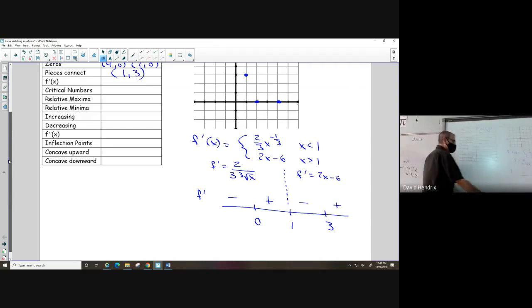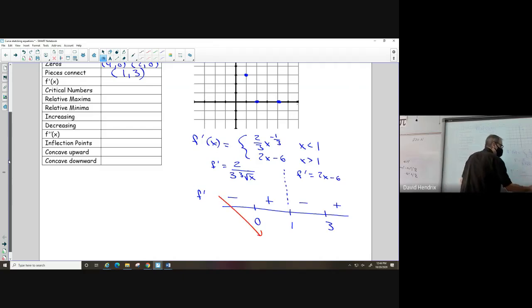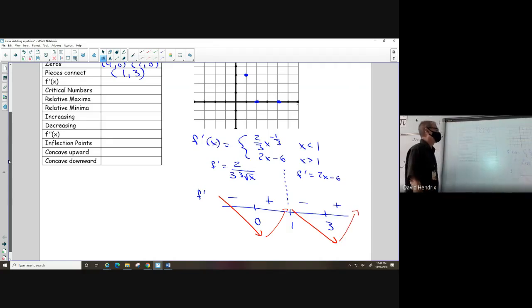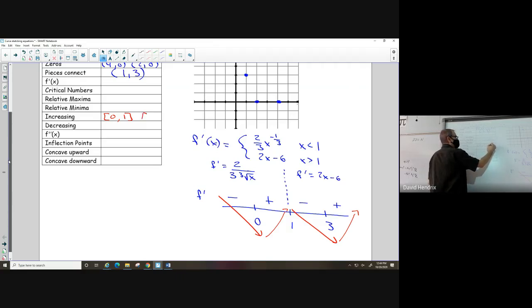And so I should see that our graph should have this kind of look to it. It should be decreasing, then increasing, then decreasing, and then increasing, right? And so these are the intervals of increasing and decreasing. So let's go ahead and put those on here. It's basically telling us our intervals of increasing or decreasing. We know we're going to be increasing from 0 to 1, and we're also increasing for 3 to infinity.